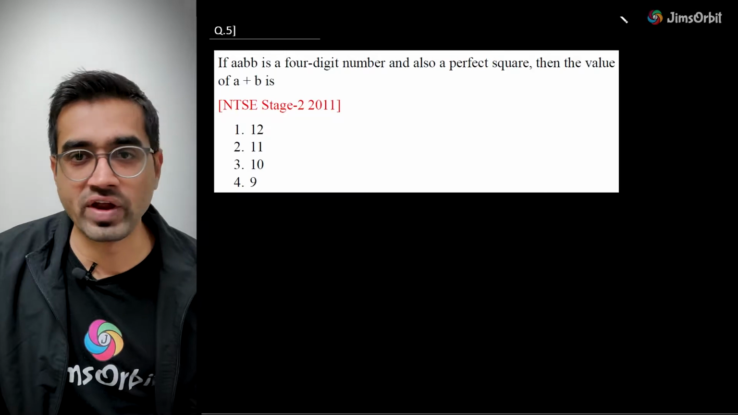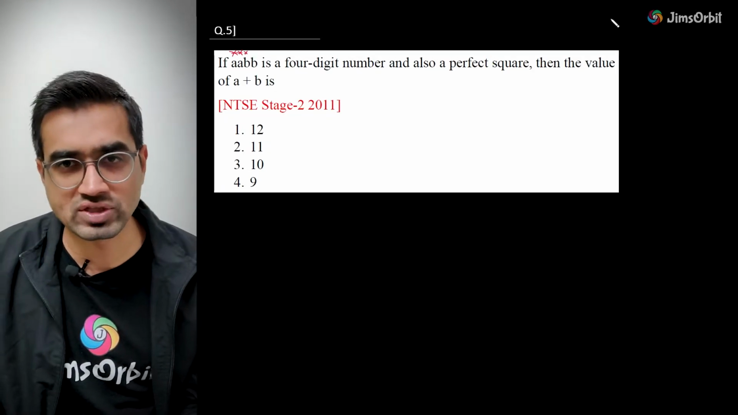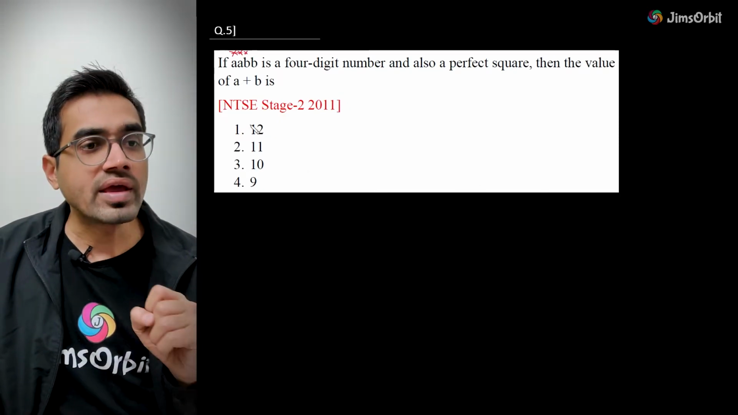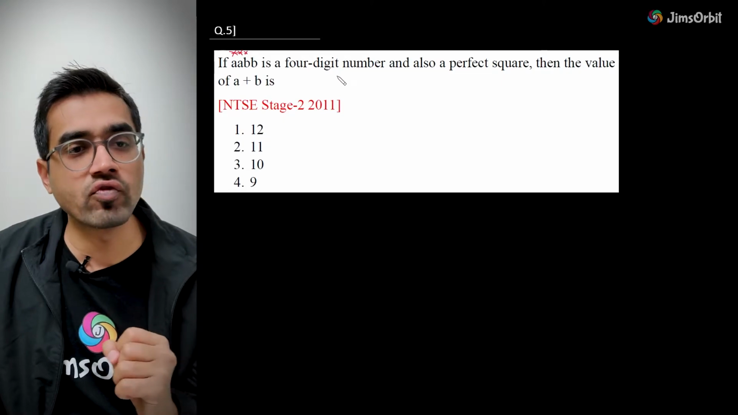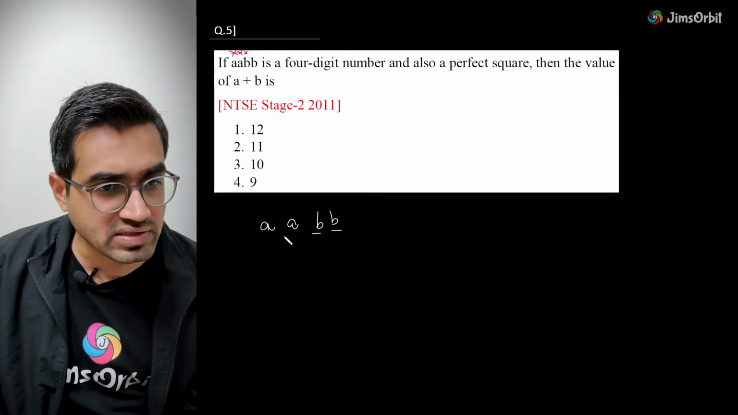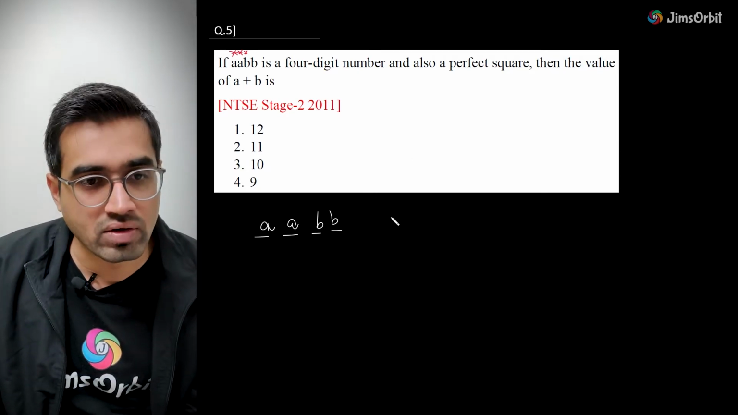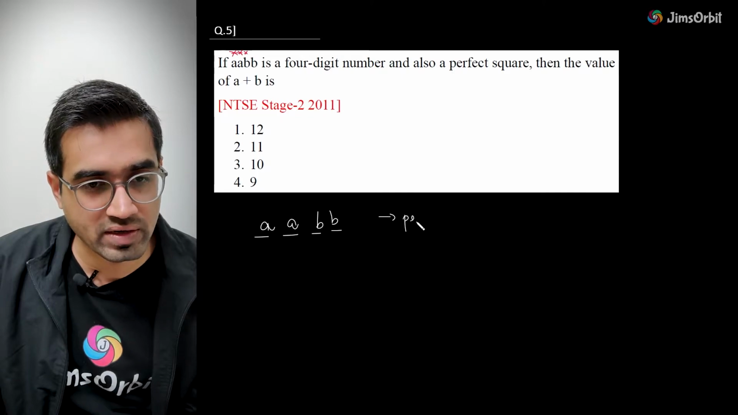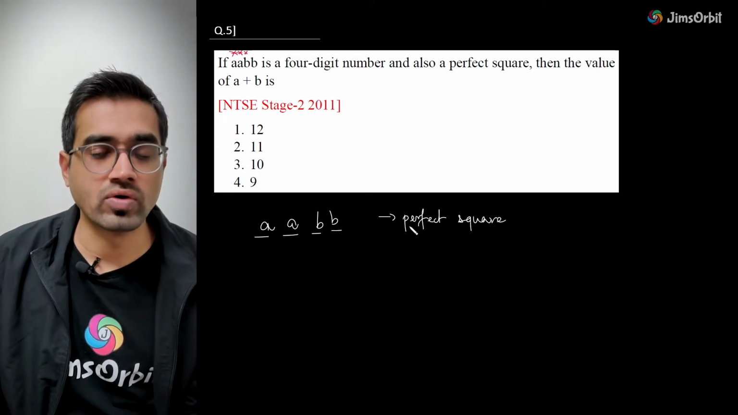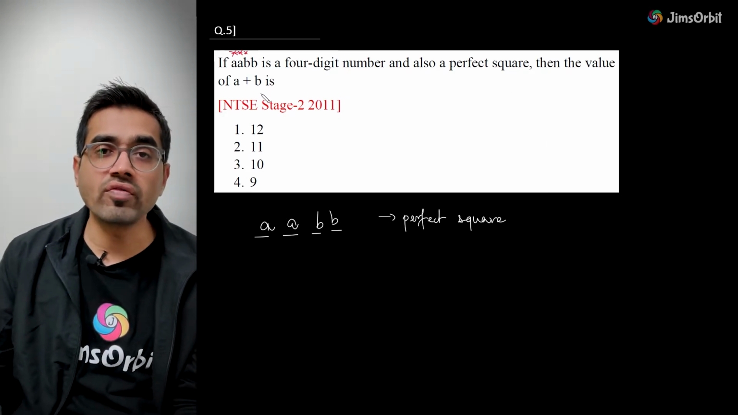Now this is a very, very good question. I'll make it the best question so far. Actually, all the questions are good, but this is superb. If AABB is a 4-digit number, and it is also a perfect square, then what will be the value of A plus B?